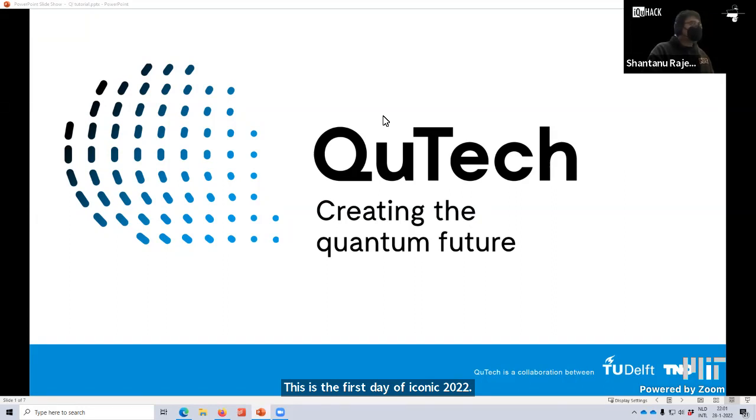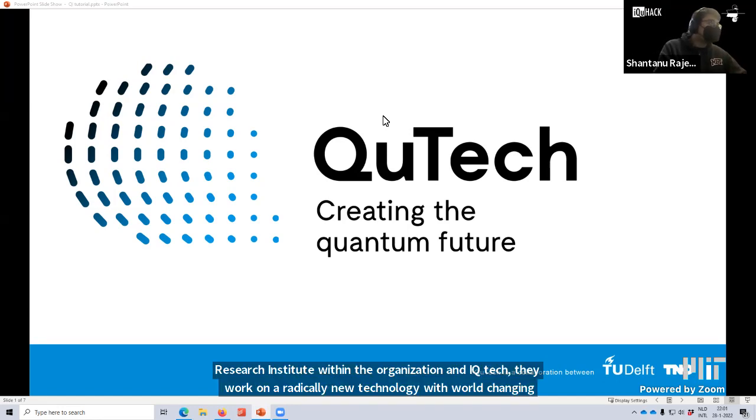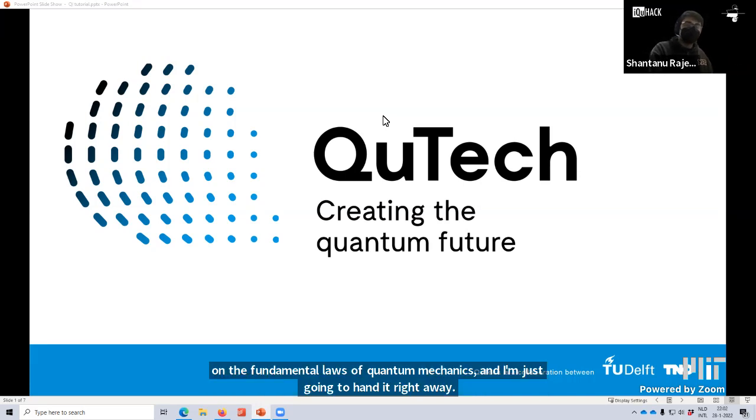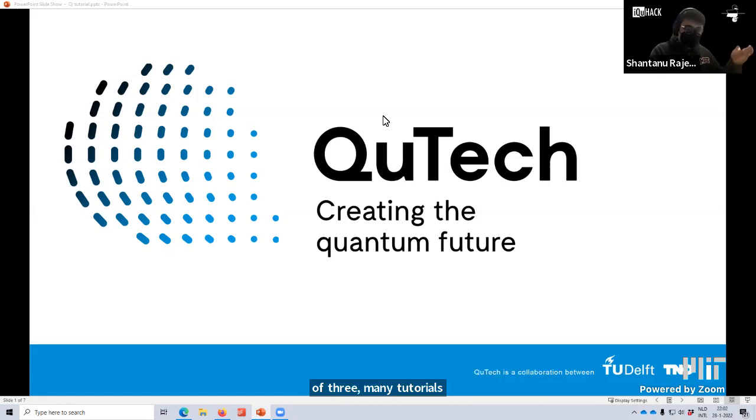A little bit about QuTech. QuTech was founded in 2014 as a collaboration between Delft University of Technology, TU Delft, and the Netherlands Organization for Applied Scientific Research, TNO. It is positioned as a separate research institute within the TU Delft organization. At QuTech, they work on a radically new technology with world-changing potential, quantum computing. Their mission is to develop scalable prototypes of a quantum computer and inherently safe quantum internet based on the fundamental laws of quantum mechanics. I'm just going to hand it right away to Richard, who will be giving the first of 3 mini tutorials. So yeah, go right ahead.